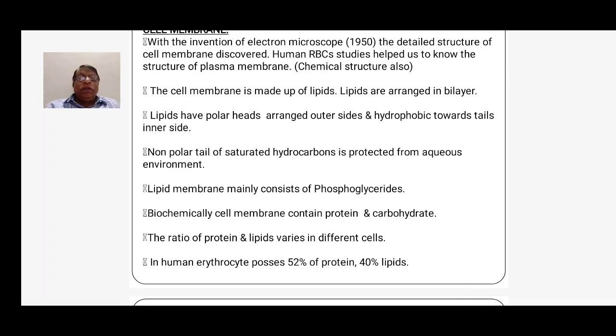So I told you the lipids are arranged in a bilayer with polar ends or heads on the outer side and non-polar tails, that is the hydrophobic ends, towards the inner side. The non-polar tail of saturated hydrocarbons is protected from the aqueous environment. See the diagram.